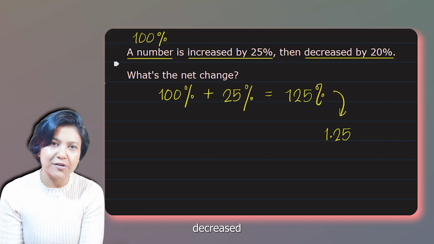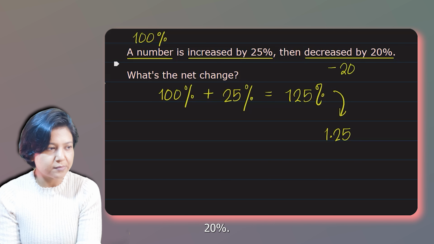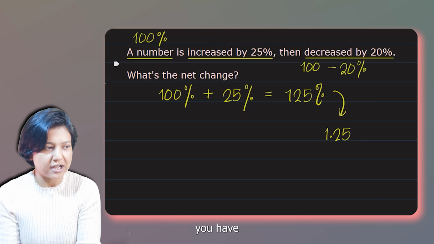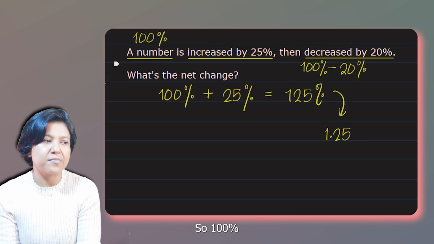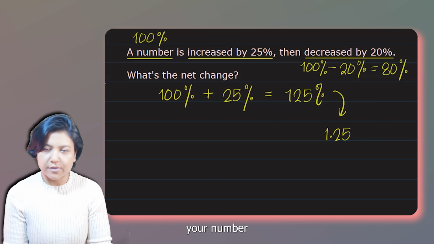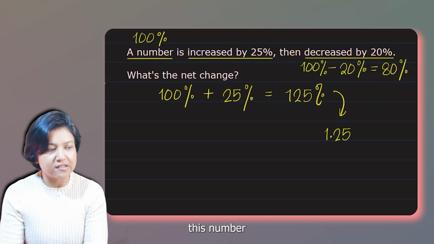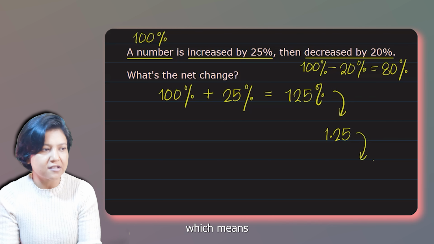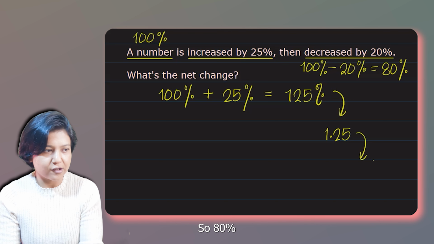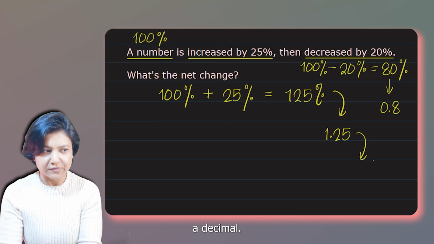This number has been decreased by 20%. Decreasing by 20% means removing 20%. So what will you remove 20% from? From 100%, because what you have is always the 100%. So 100% minus 20%, 80%. Now, when you have increased your number by 25% first, you got 1.25. You want to decrease this number by 20%, which means if you are decreasing by 20%, you are only taking the 80% of it. So 80% is nothing but 0.8 as a decimal, correct?